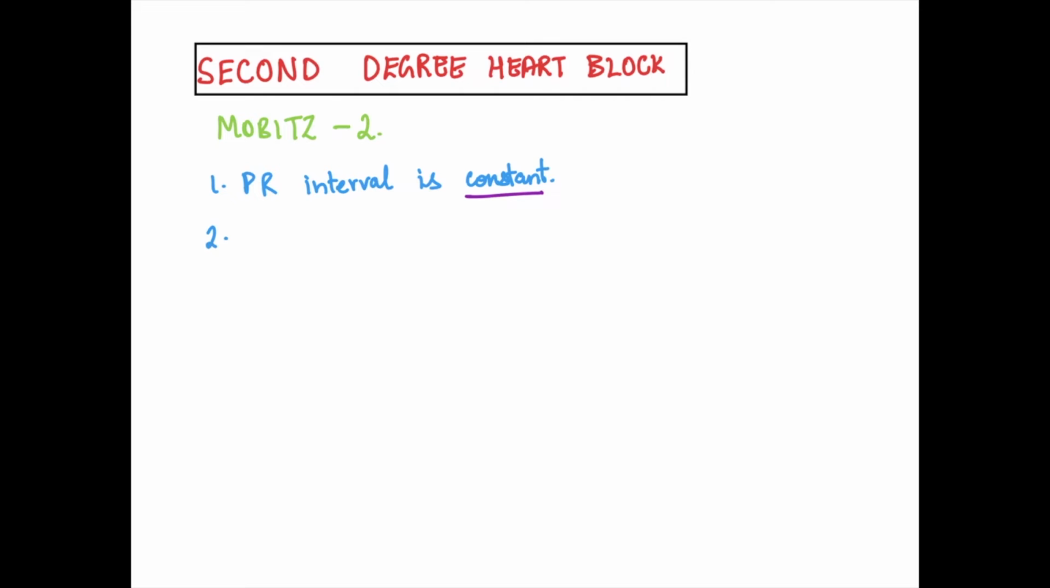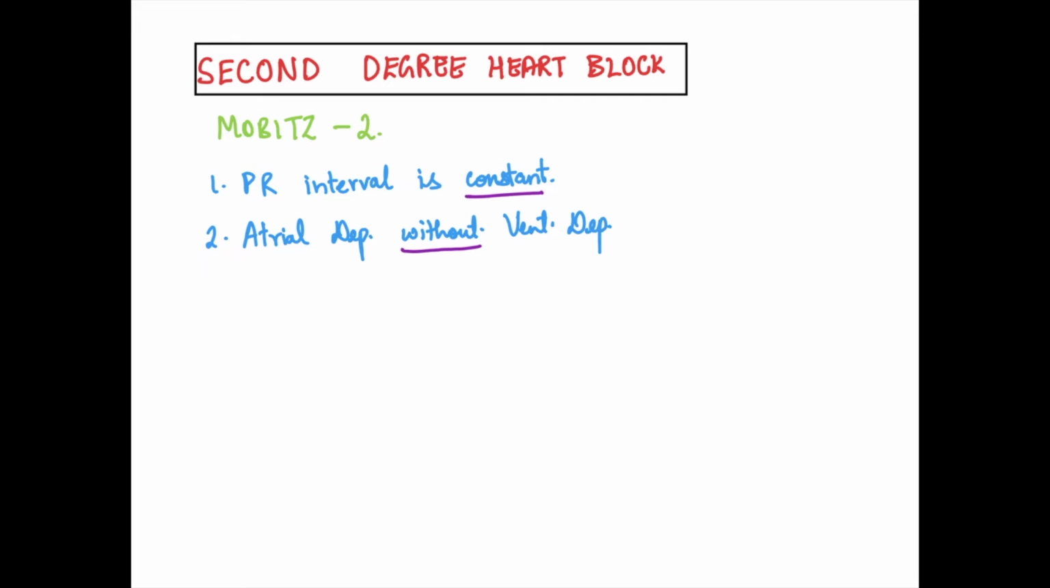And secondly, we see that atrial depolarization without ventricular depolarization. That means that P wave is not followed by a QRS. So there is a missed conduction here also in Mobitz type 2.